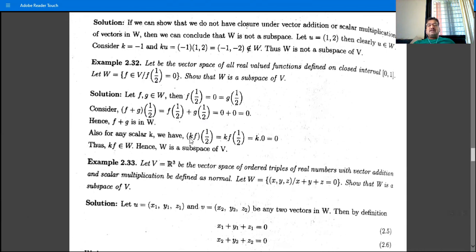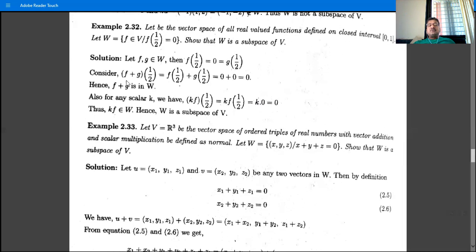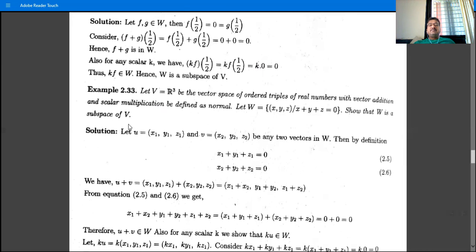Similarly, if k is a scalar, then k f(1/2) is what? k f(1/2), and k times 0 is 0, and therefore k f belongs to W because it satisfies this condition. Therefore W is closed for addition as well as scalar multiplication, and therefore W is a subspace of V.